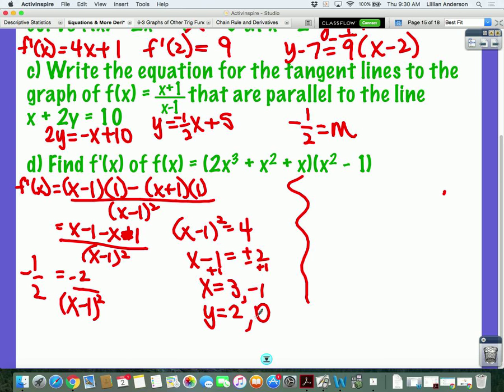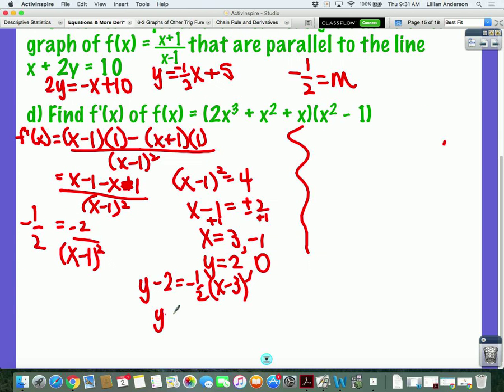So yes, I am going to have two lines that are going to be parallel to the tangent line. And what's my slope? I can figure that out. So I got y minus 2 equals -1/2, x minus 3, yes? And then the last one is y equals -1/2, x plus 1.